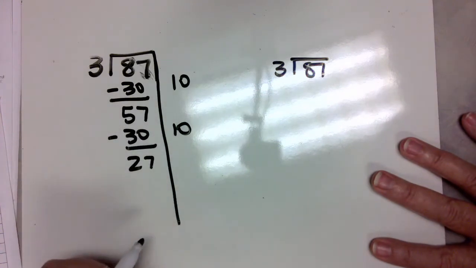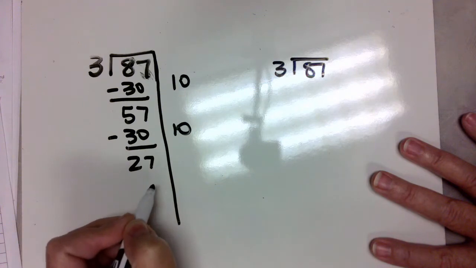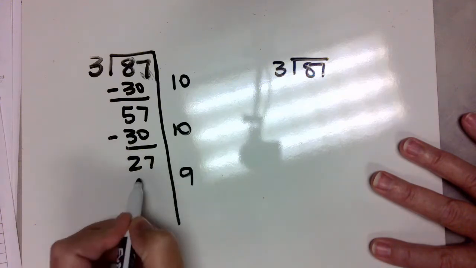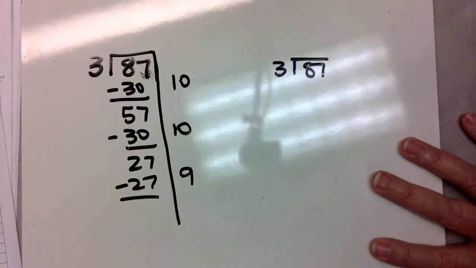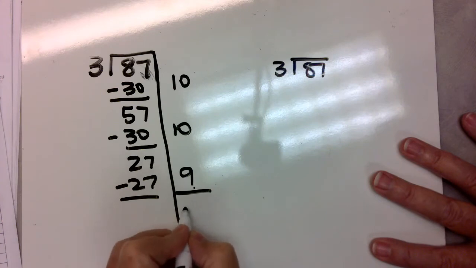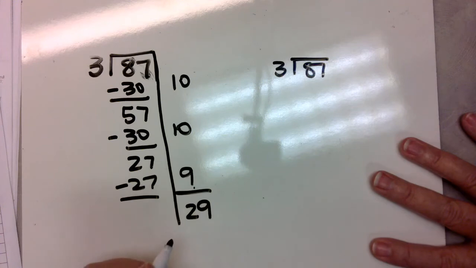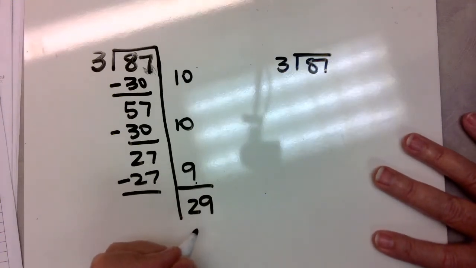Okay, and so now we've still got 27 left in our original dividend. But I know that 10 groups of 3 would be too much. And hopefully your students know that 9 groups of 3 is 27. But what's great about partial quotients is even if they don't know that fact, they can still figure out the answer by using a fact that they do know. And that's why this is preferred to the traditional algorithm when they're first learning.